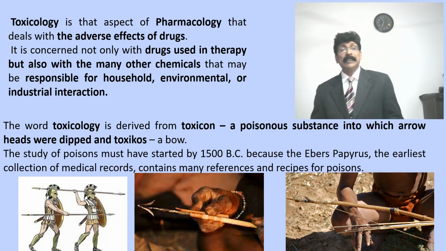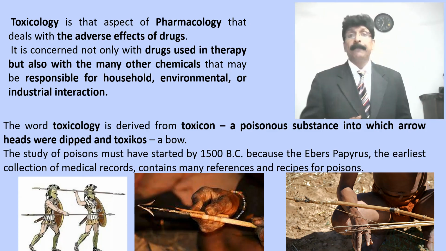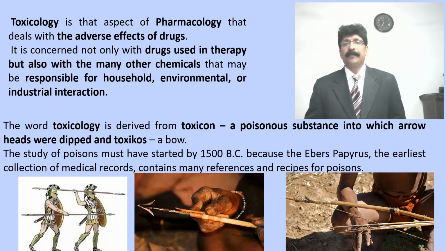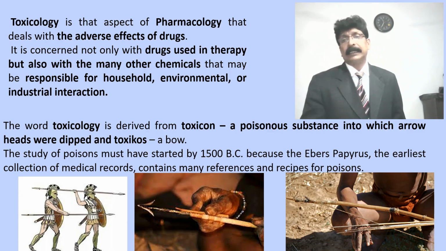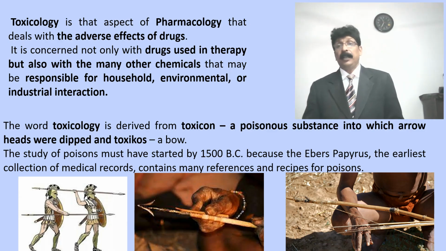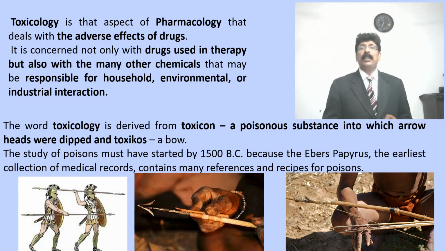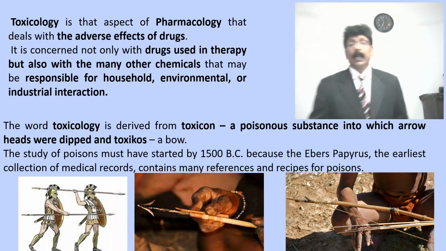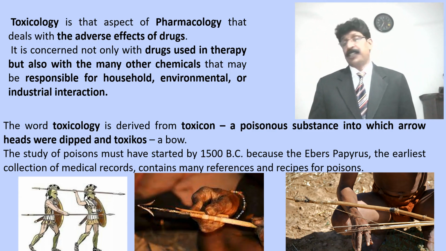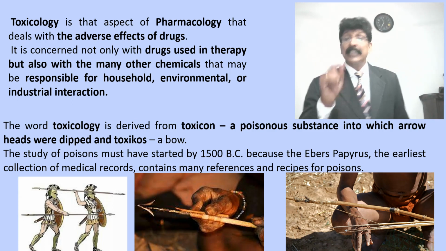So the study of poisons must have started by 1500 BC, because the Ebers Papyrus, the earliest collection of medical records, contains many references and recipes for poisons.